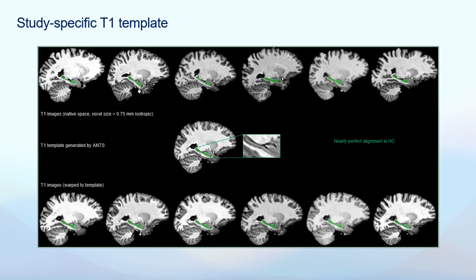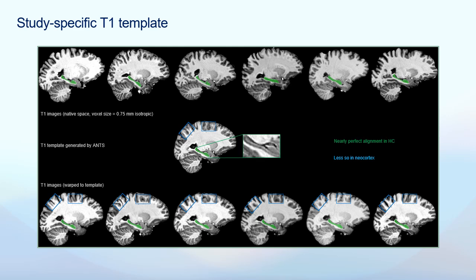Further, predominant math-related activation was observed in parietal regions, whereas memory retrieval was associated with frontal and hippocampal activation. To do group-level analysis, we created a study-specific T1 template, shown here in the middle panel. The bottom panel displays individual T1 images warped to template space.